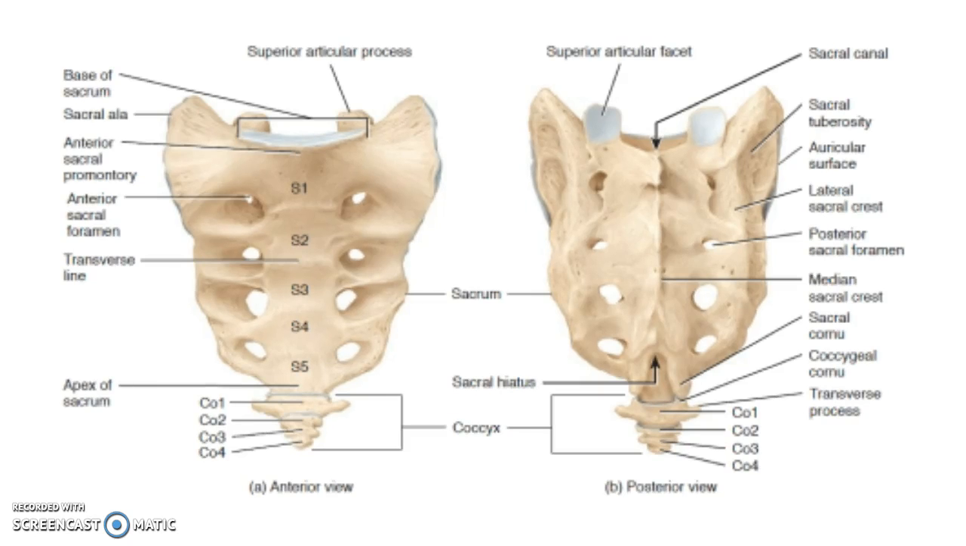The coccygeal cornu articulate with the sacral cornu as superior articular processes, but also they are incomplete articulations, and you can see that pretty well on the lateral on the next slide, where you can see where they come together but not quite articulating with each other.